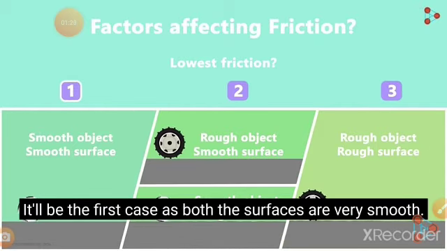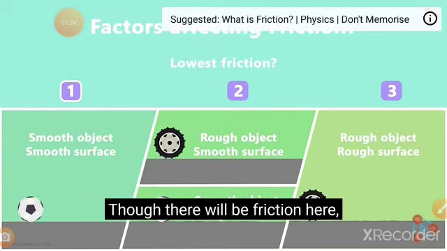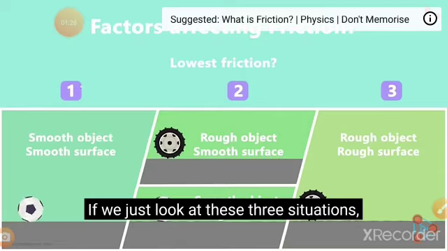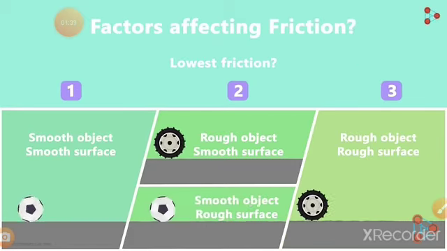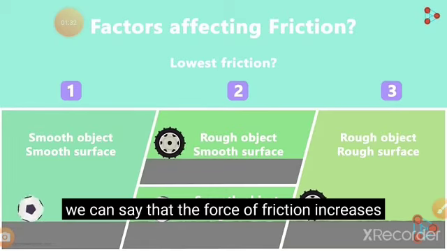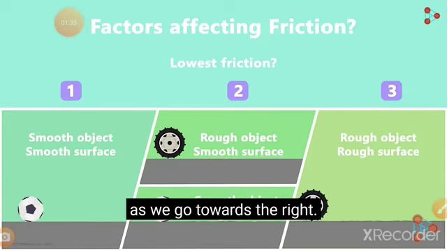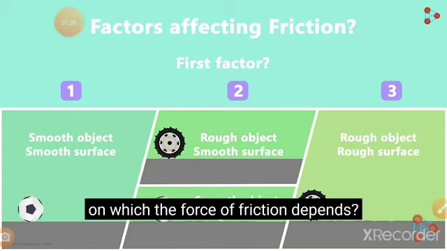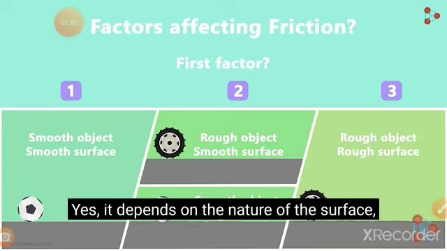That will be the first case, as both the surfaces are very smooth. So though there will be friction here, it will be lesser than that in the other two cases. If we just look at these three situations, we can say that force of friction increases as we go towards the right. So you can tell me the first factor on which the force of friction depends.